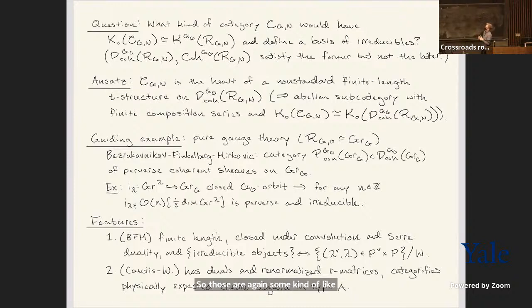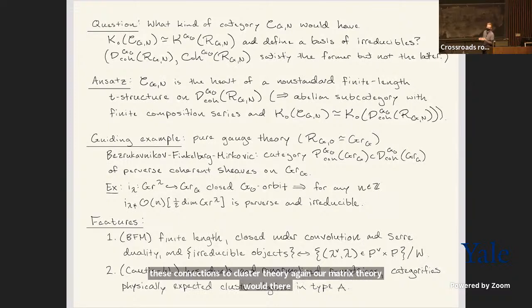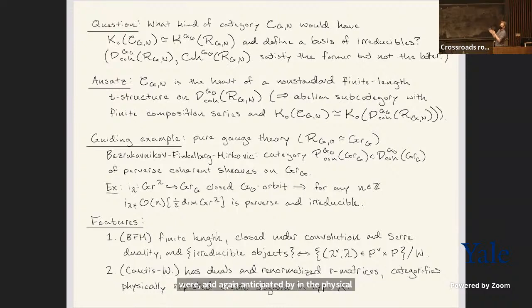And then we studied this category more in previous work, and in particular fleshed out some of these connections to cluster theory and R-matrix theory that were, again, anticipated in the physics literature. So bottom line, for n equals 0, one has a good mathematical description of this putative category of line defects. Any questions?